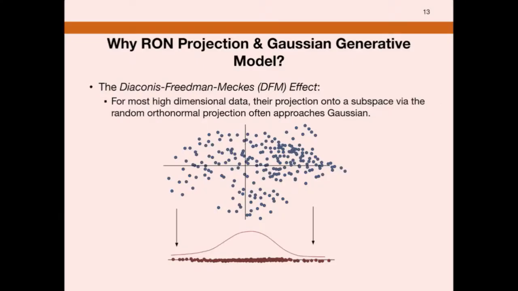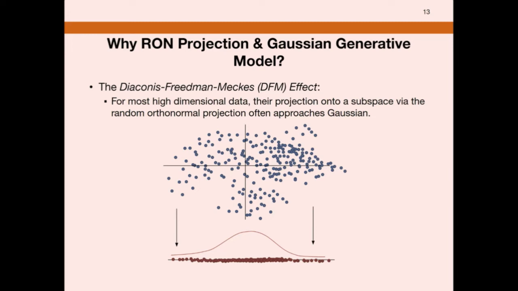Now, you might ask why this would work at all. Why Ron projection and why Gaussian generative model? Empirically, it worked. But fortunately, we also have a theoretical backing, in a sense, in the form of the Diaconis-Freedman-Mikes effect, or the DFM effect in short, which states that for most high-dimensional data, their projection onto subspace via this Ron projection often approaches Gaussian.